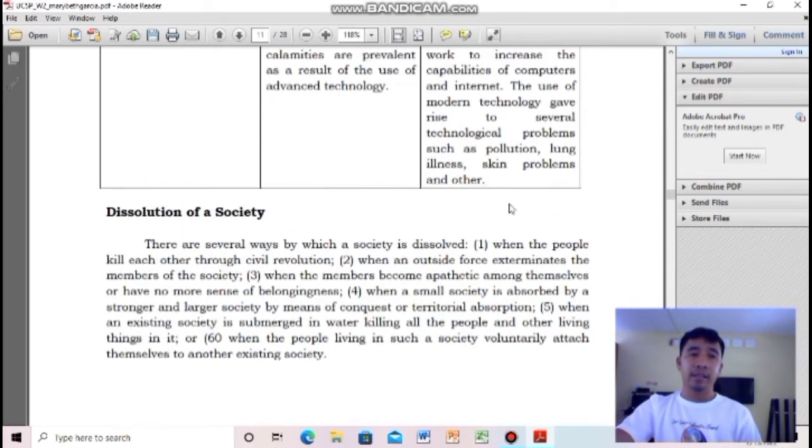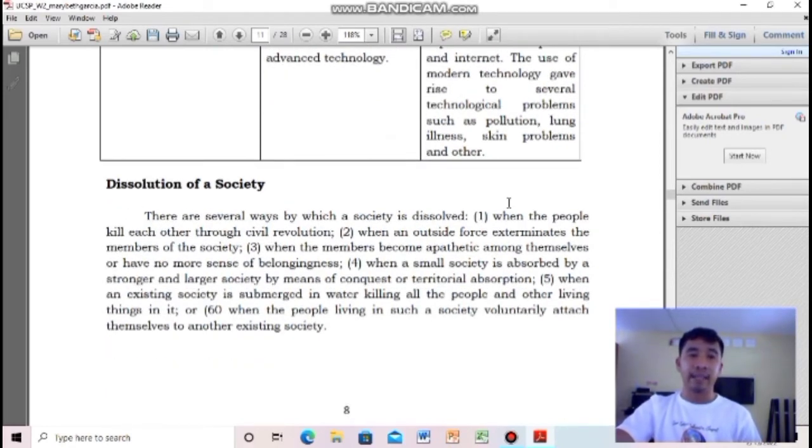Let's proceed to the dissolution of a society. So, what are the several ways by which society is dissolved? Ngaa nagakadula, or nagaka-end ang certain society?